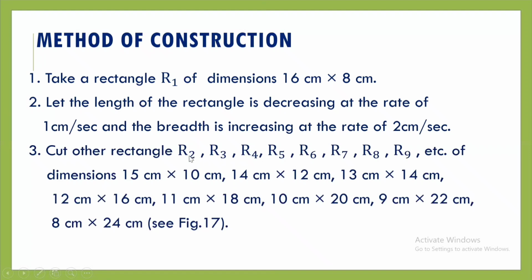Similarly, after 1 second, we get R2, after 2 seconds R3, 3 seconds R4, 4 seconds R5, 5 seconds R6, 6 seconds R7, 7 seconds R8, and 8 seconds R9. And correspondingly, the dimensions are going to become 15 by 10, 14 by 12, 13 by 14, 12 by 16, 11 by 18, 10 by 20, 9 by 22, and 8 by 24. This is going to be figure 17. Now, what is figure 17 going to be?